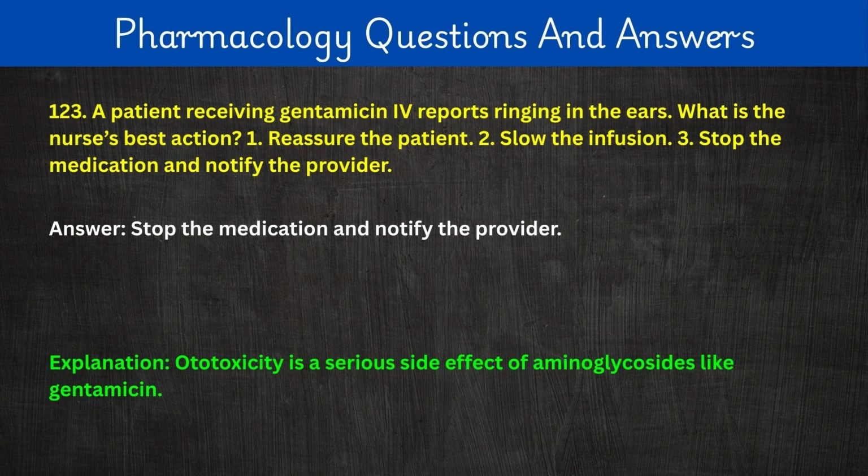123. A patient receiving gentamicin IV reports ringing in the ears. What is the nurse's best action? 1. Reassure the patient. 2. Slow the infusion. 3. Stop the medication and notify the provider. Answer: Stop the medication and notify the provider. Explanation: Ototoxicity is a serious side effect of aminoglycosides like gentamicin.